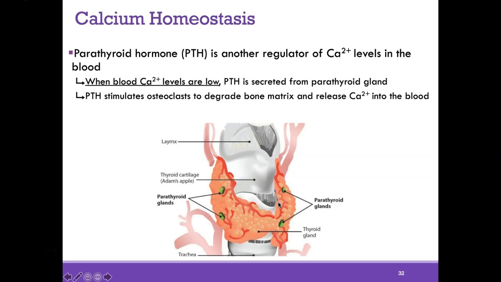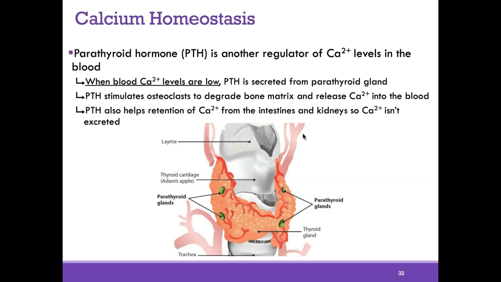So when blood calcium is low, the parathyroid glands release parathyroid hormone. And parathyroid hormone will stimulate osteoclasts to degrade bone matrix and release calcium into the blood, very similar to what calcitriol did. Right? Parathyroid hormone also helps with retention of calcium from the intestines and the kidneys, so calcium isn't excreted. So very similar to calcitriol, active vitamin D, is parathyroid hormone.